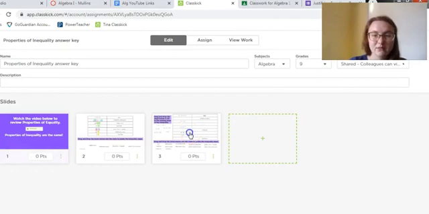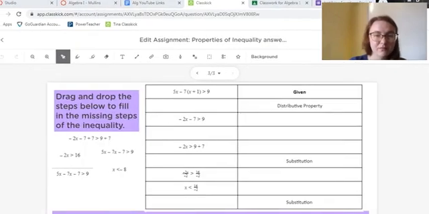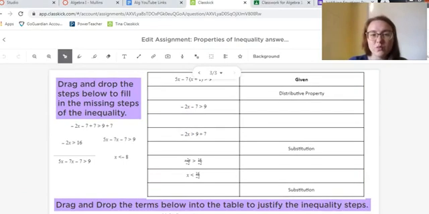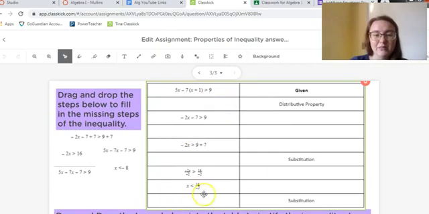All right, your next problem from the Classkick. Same thing, but with this one, you needed to actually solve this inequality. So it tells you here, the first thing that I want to do is the distributive property. So I need to look at these over here and see, okay, what would this be if I distributed?